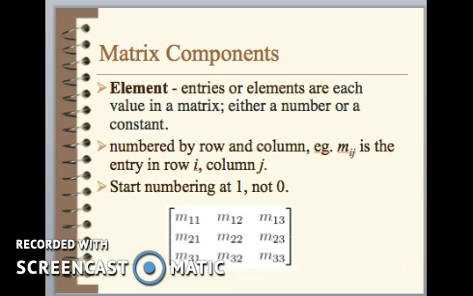So the example here, if you look at this first entry here, we have M subscript 1, 1. So the first one refers to it being in row 1, and it is also in column 1. Next, we have M subscript 1, 2, so it's still in row 1, but it is in column 2. And the third one along, again, row 1, but column 3, and so on. So here, second row, all of our subscripts will start with 2. Third row will all start with 3.